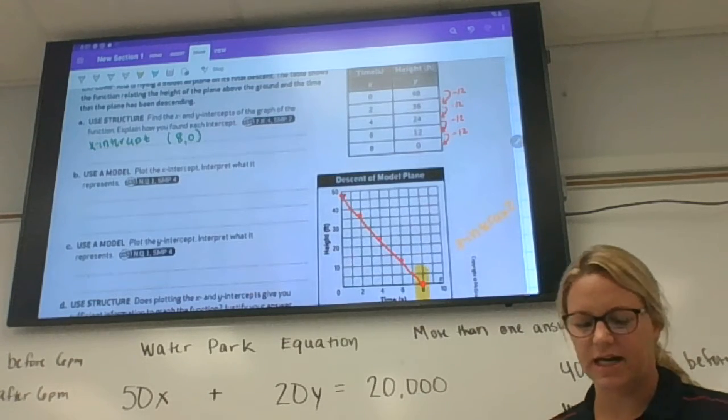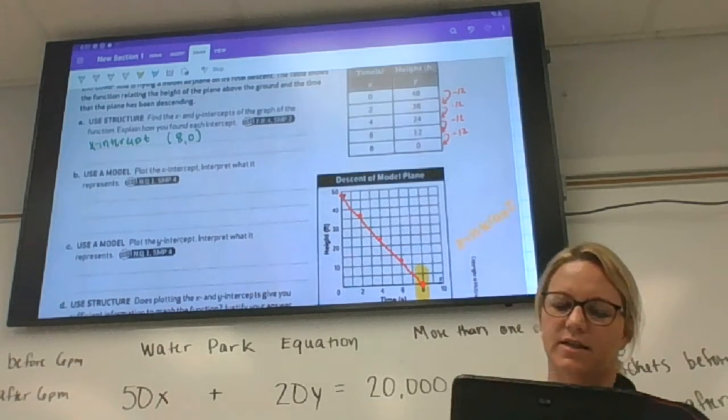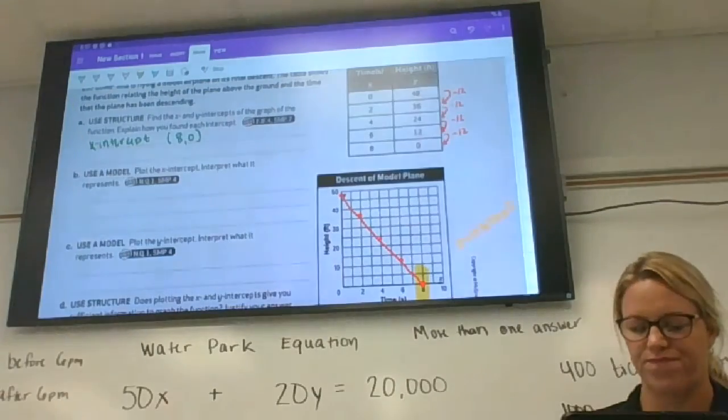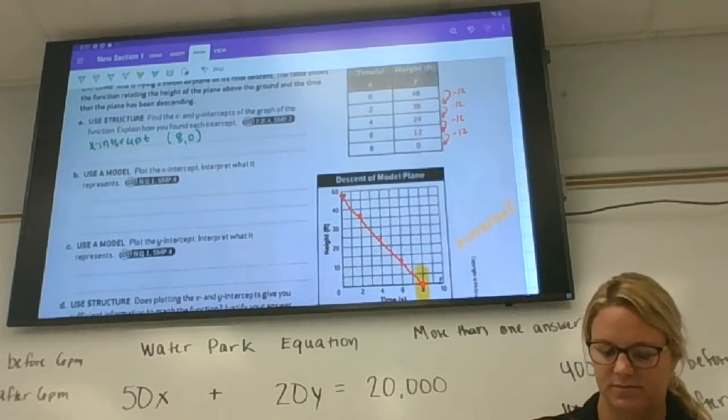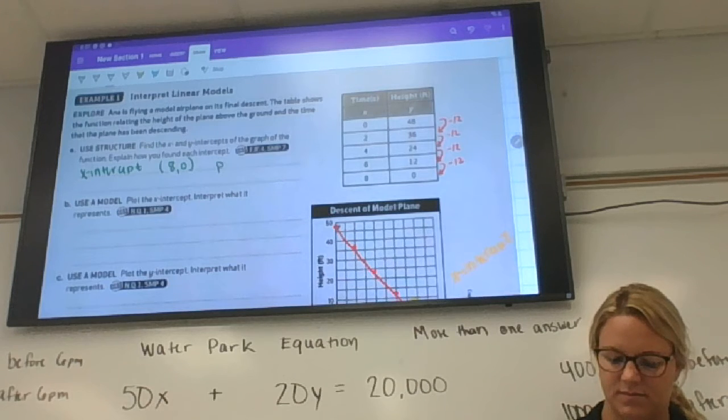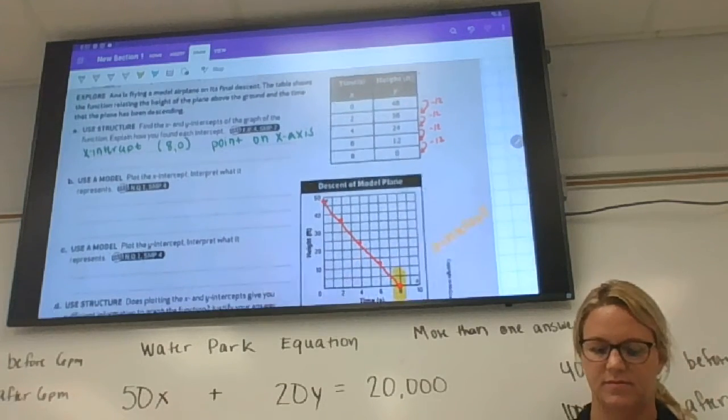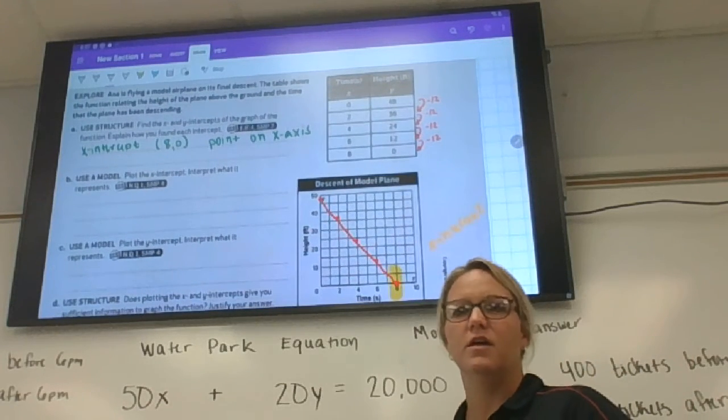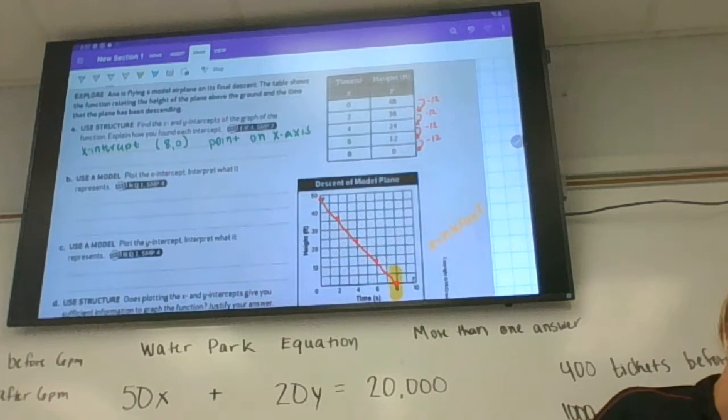Aiden, you told us that. How did you figure out that this was the x-intercept? Love it, love it. All right, let's kick this to somebody else.